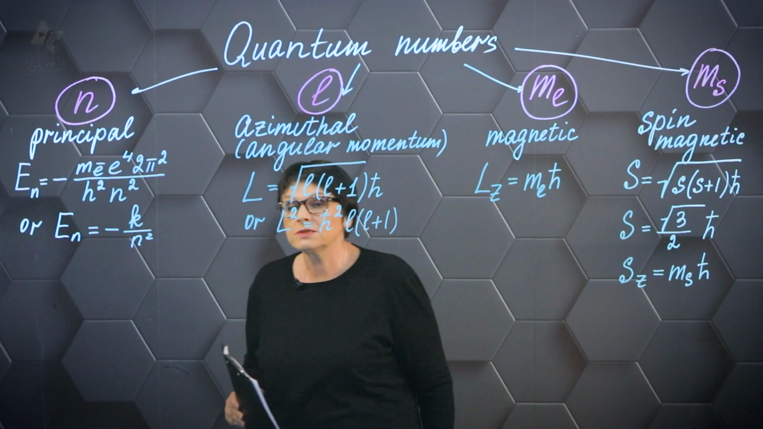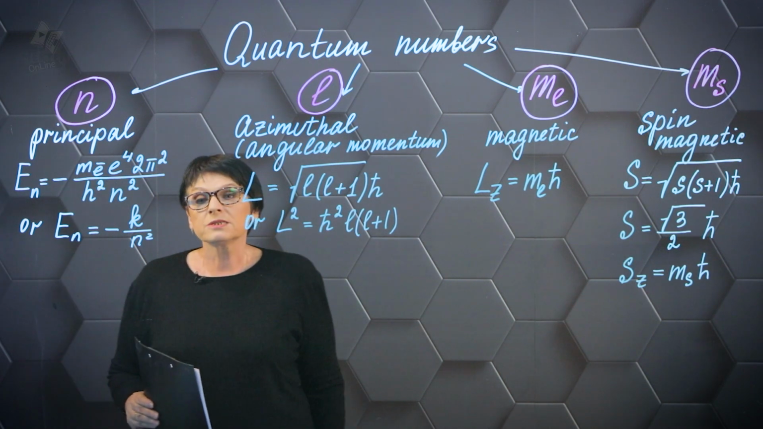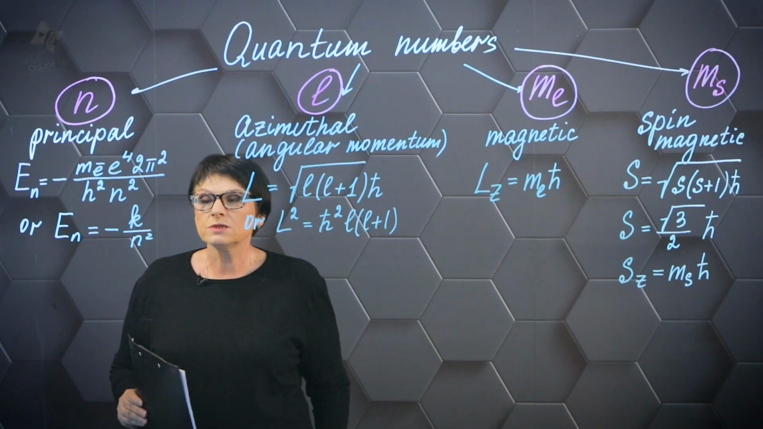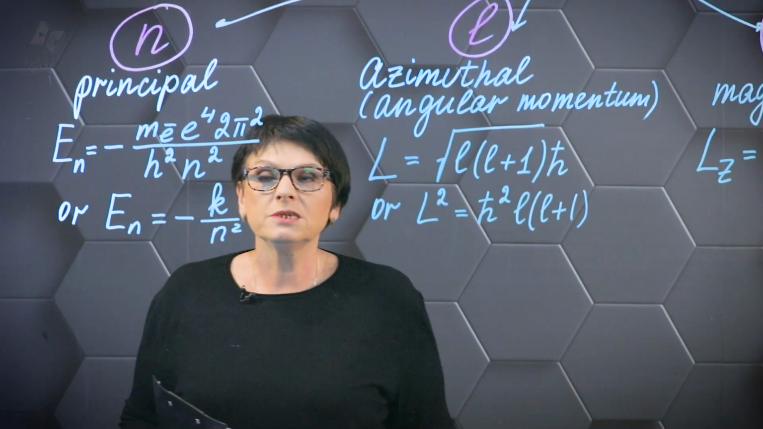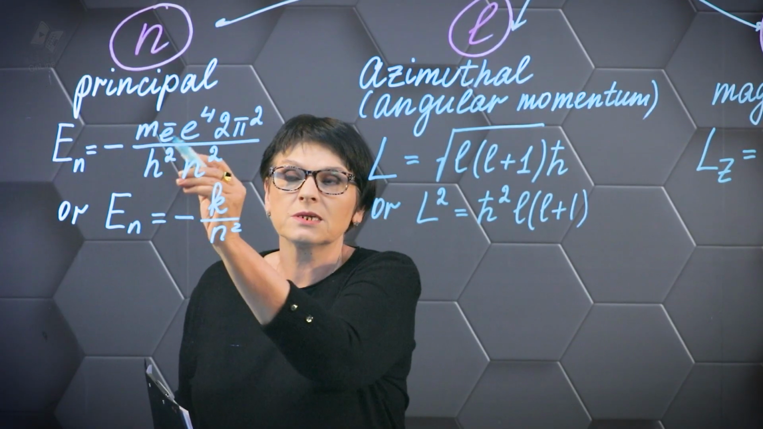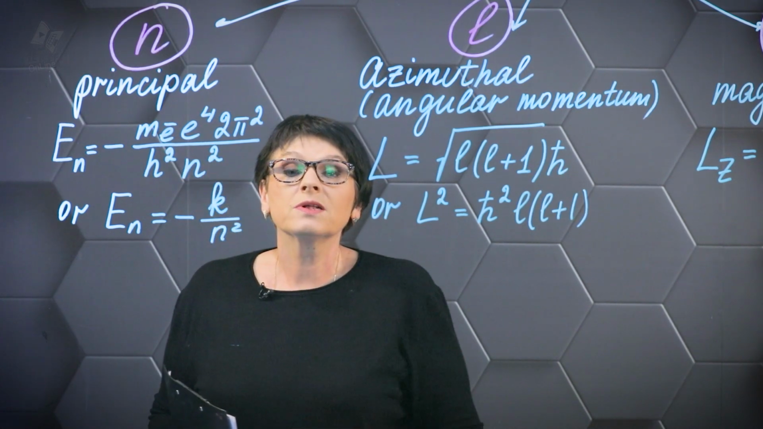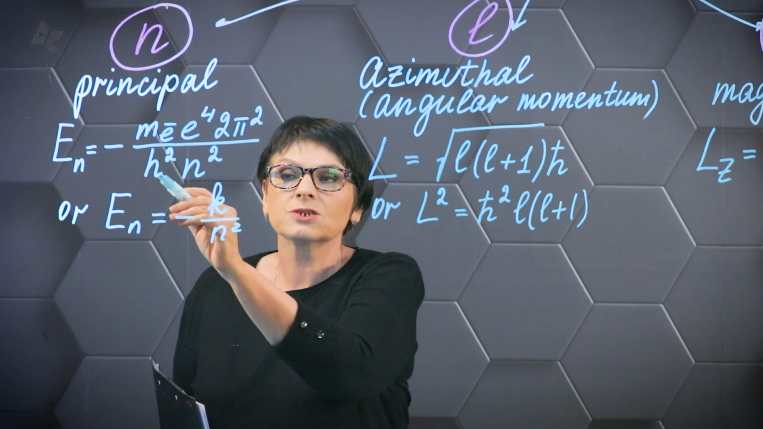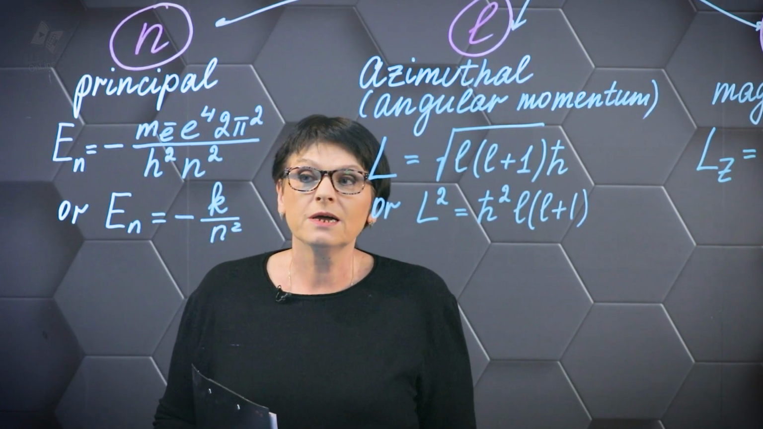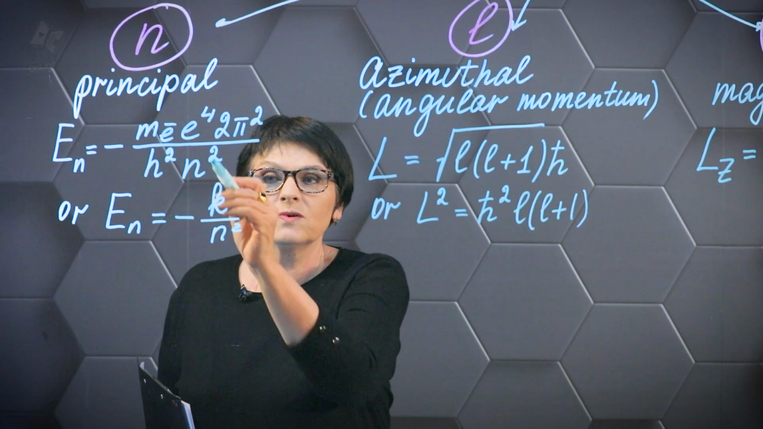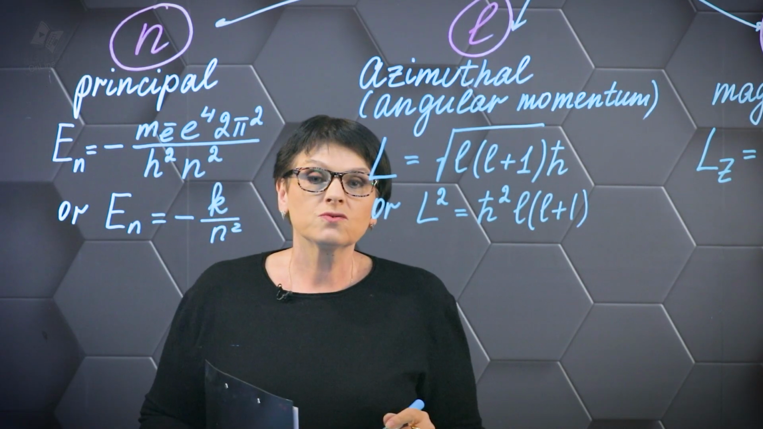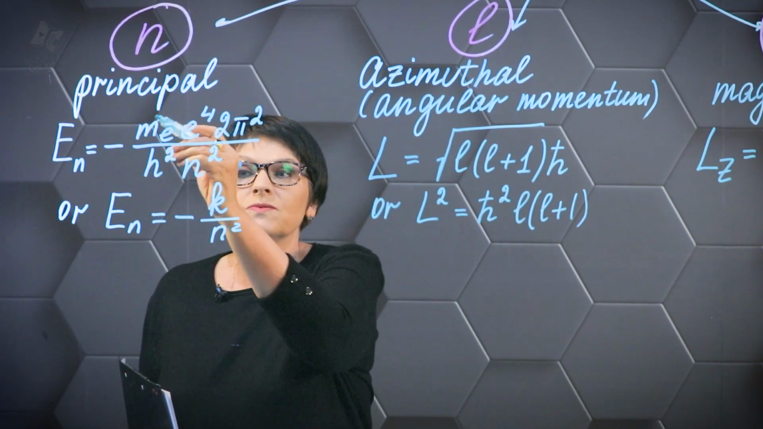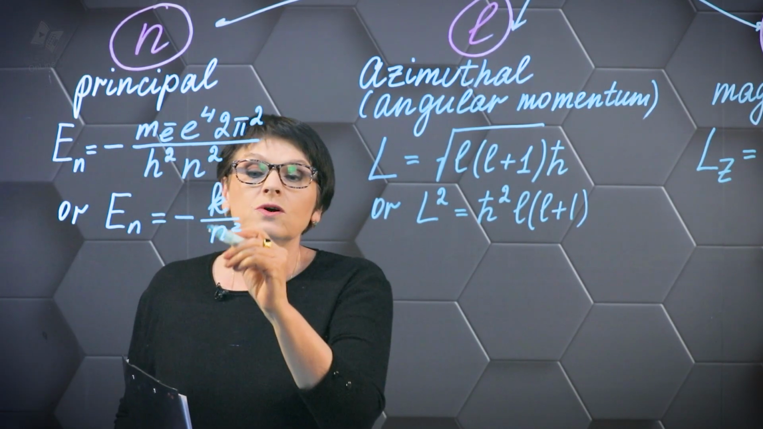So let's start with the main quantum number. The main quantum number itself was introduced due to the Schrödinger equation. You can see this equation here. In this equation, there's the mass of the electron. There's the charge of the electron, of course, the pi number, as well as the frequency constant and the principal quantum number. You can see it here. We can simplify this formula and write a shorter version of it, where K would be an expression that deals with everything except this number N.